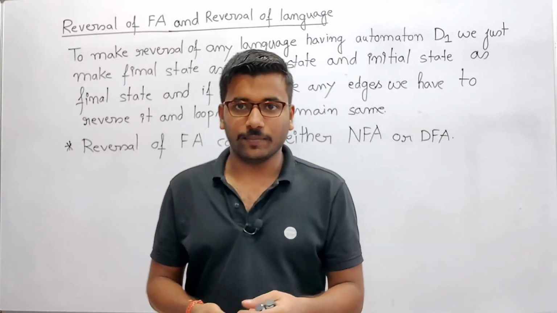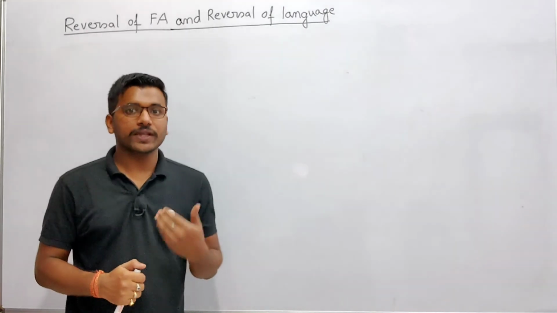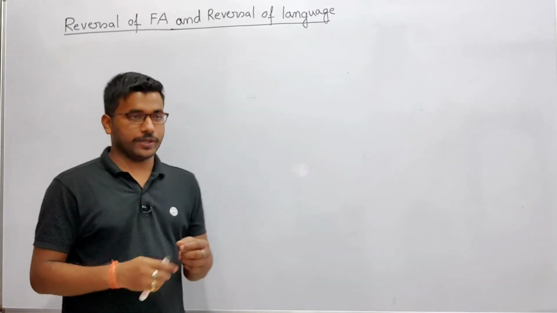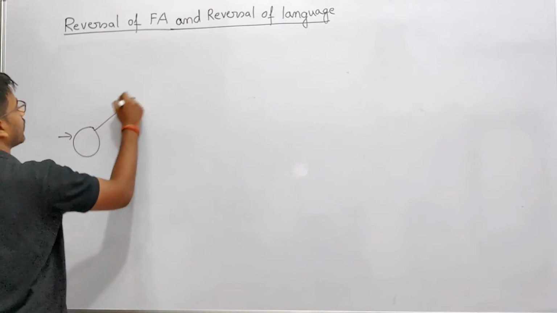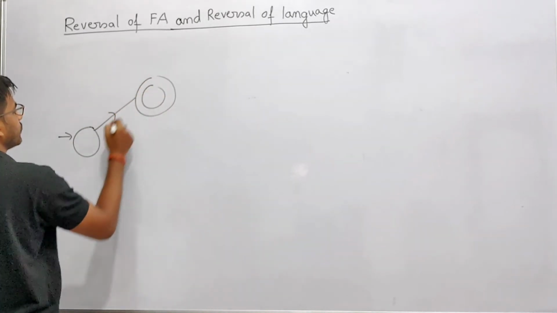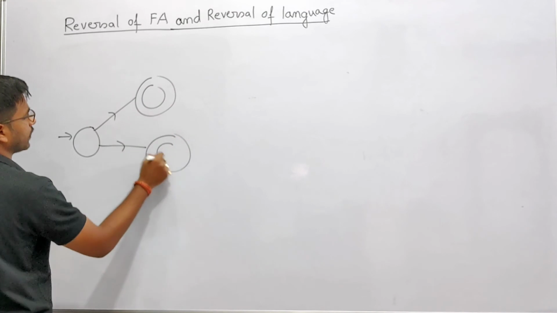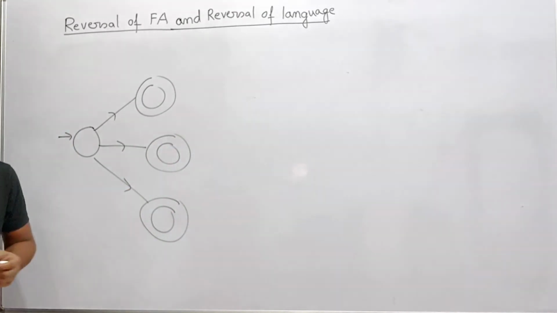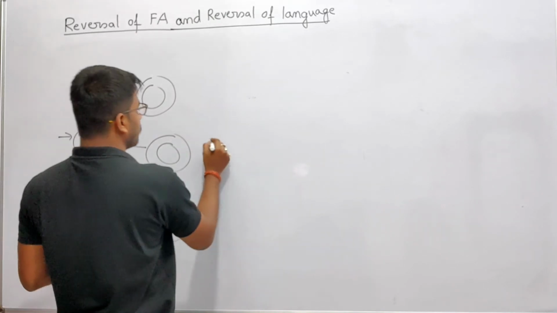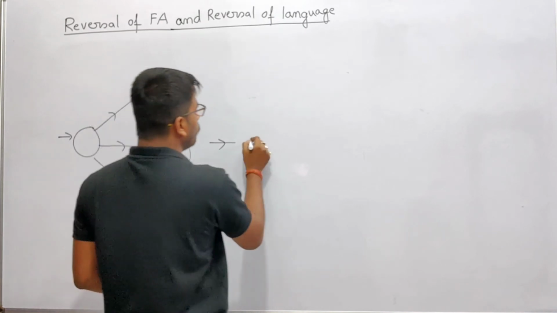So let me take an example to see how to convert if you have more than one final state. I am taking one initial state. Now here, by getting some input, it goes here, it goes here. Now again by getting something, it goes here. Now see, here you have more than one final state. So you first have to convert more than one final state into one final state.